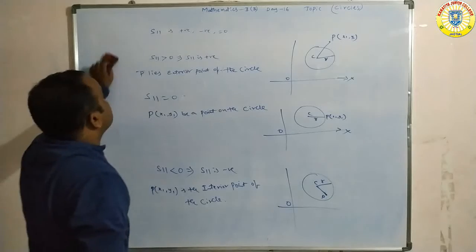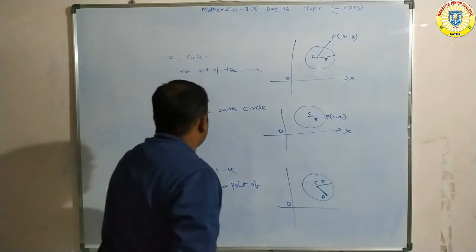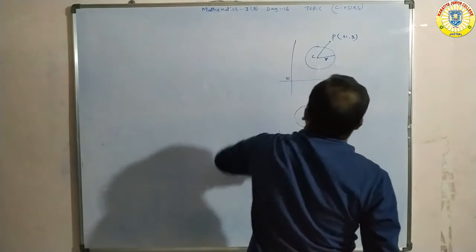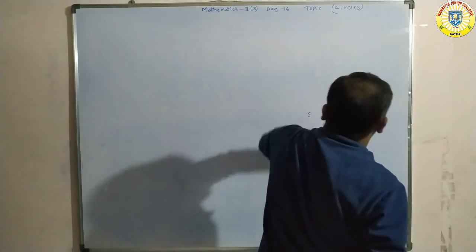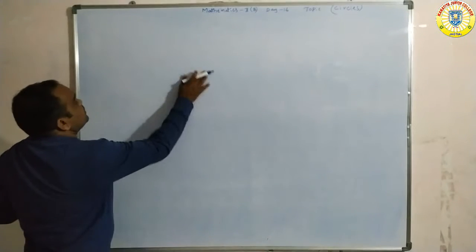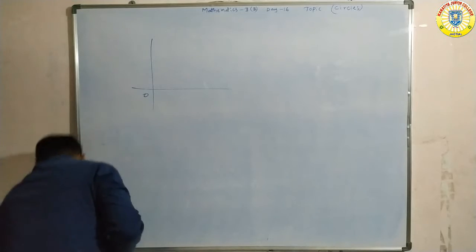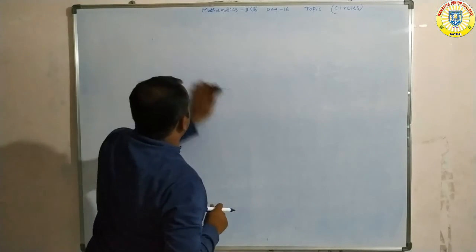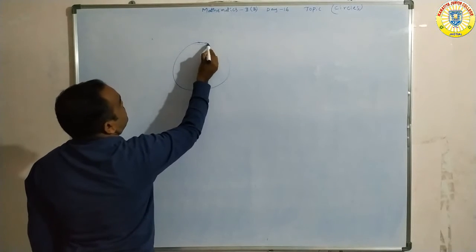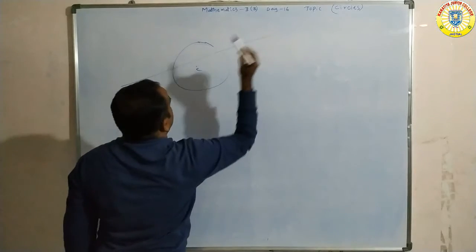Okay, now next we are discussing tangent. We already know this, but we are repeating it once again. See here, what is a tangent? This is the coordinate system, this is the origin. Suppose we take one plane, and in this plane we take one circle. Here the center is C, and we take this line.